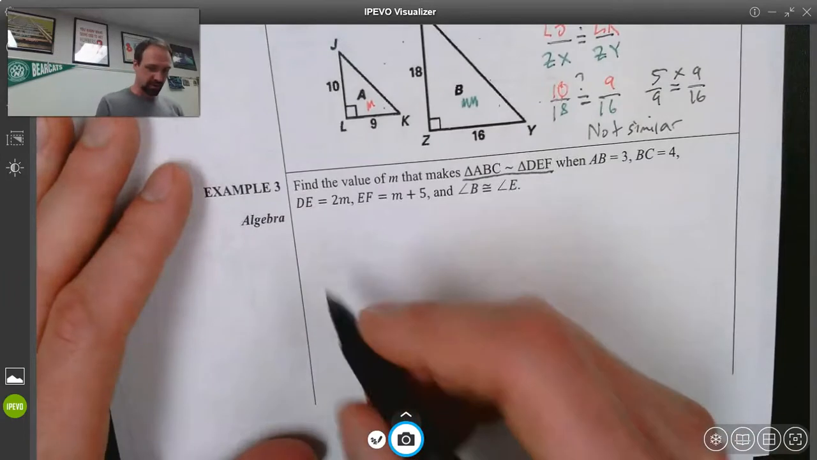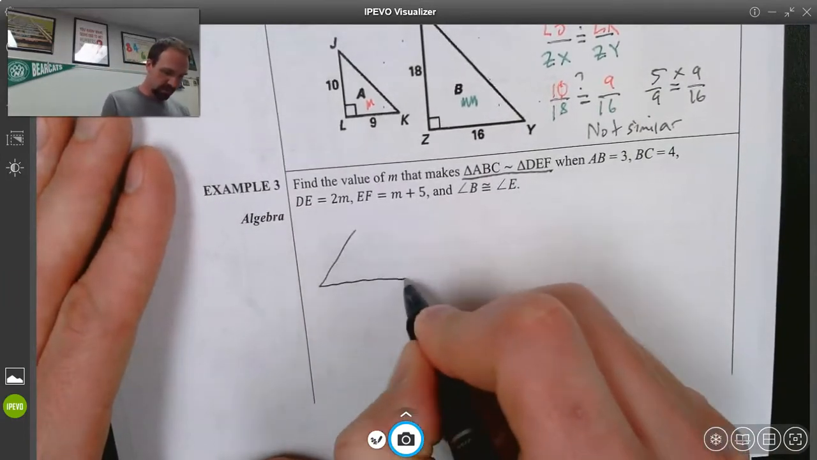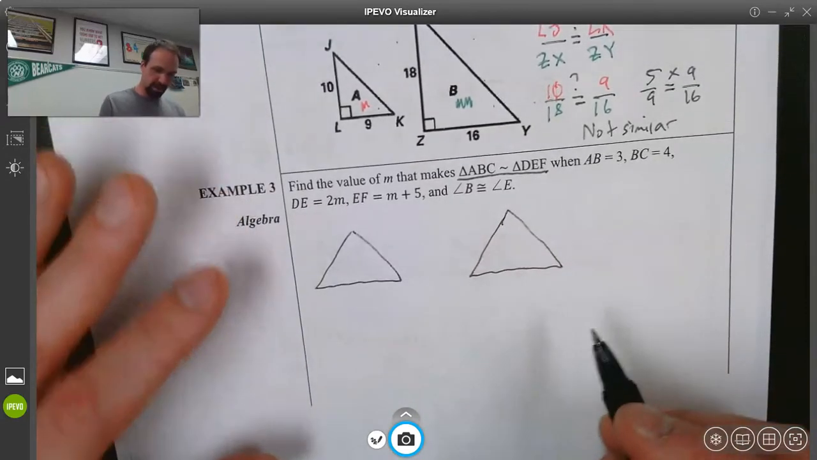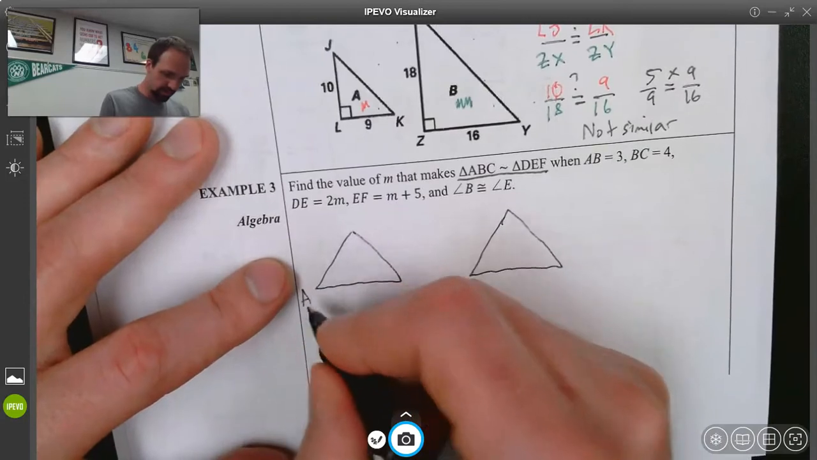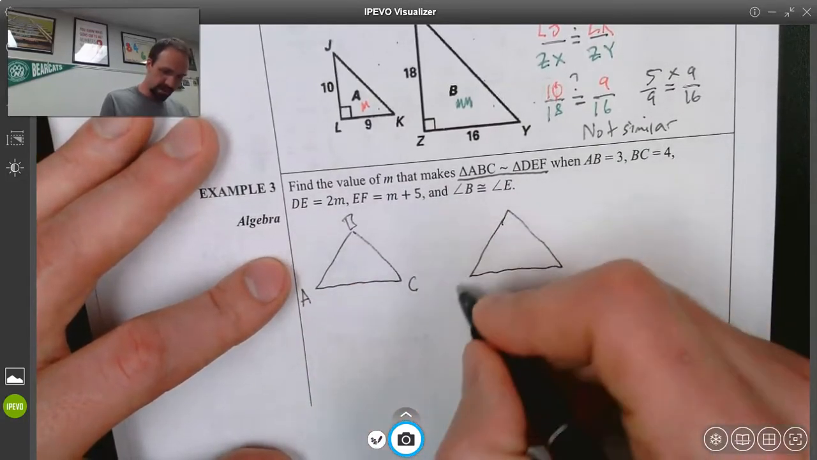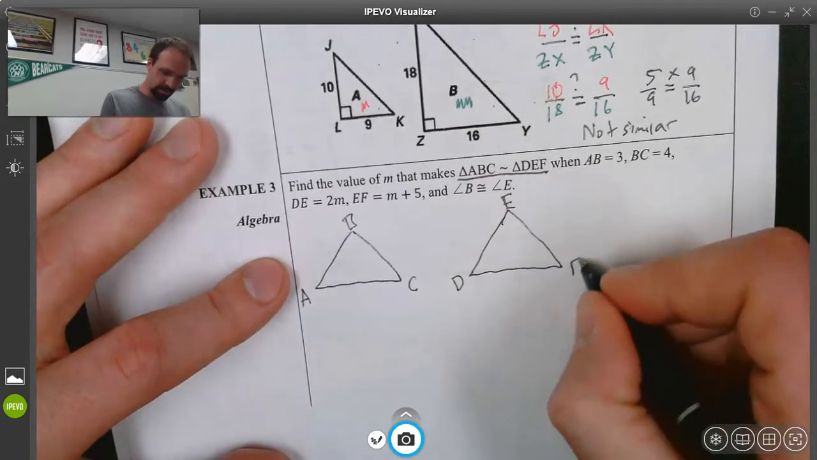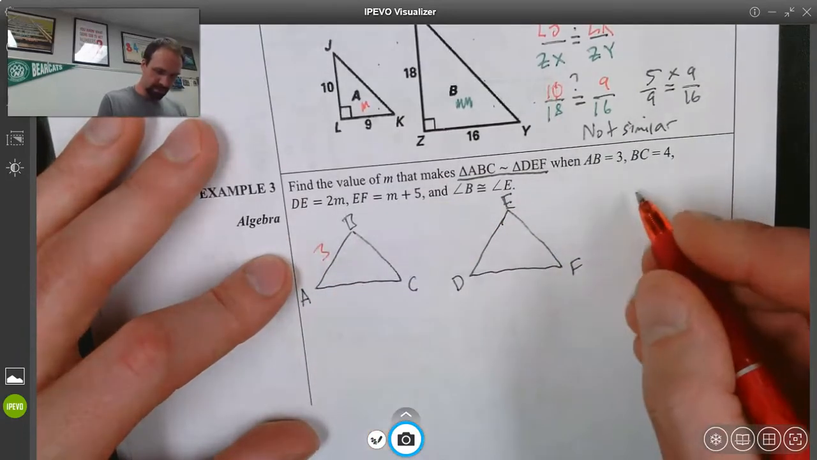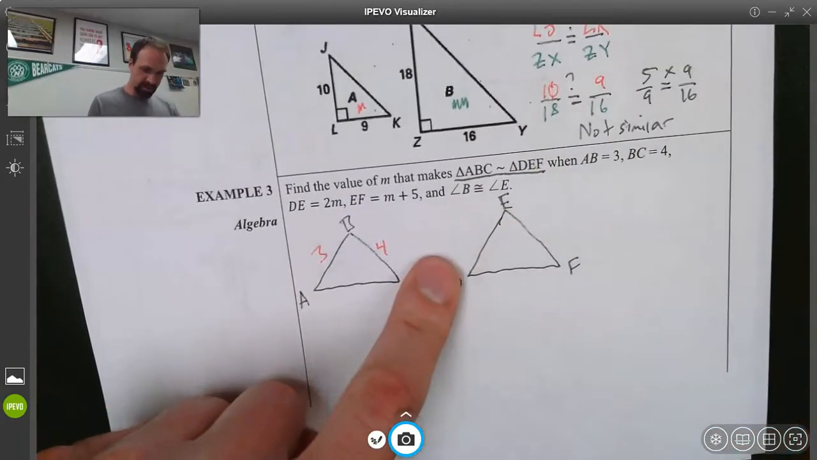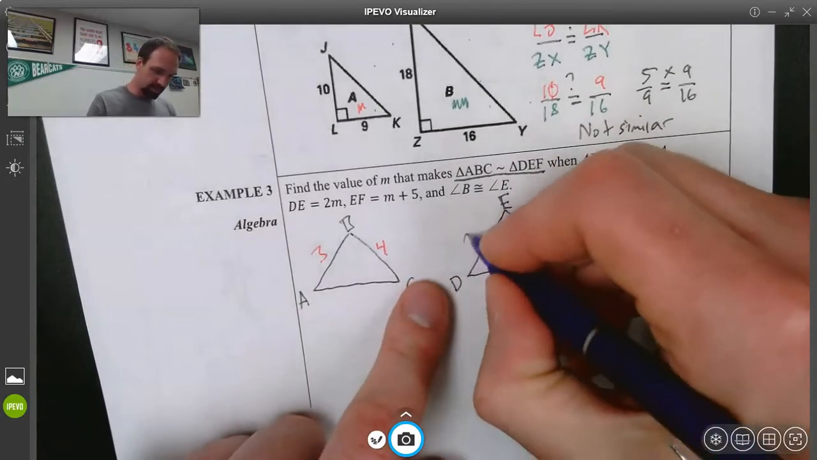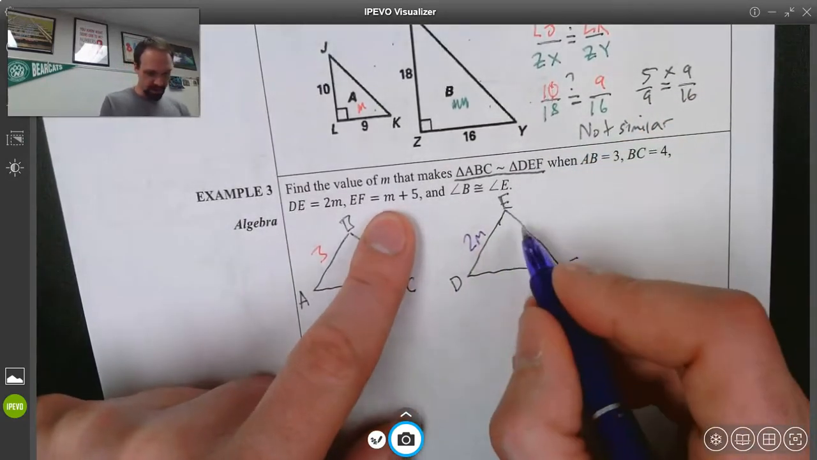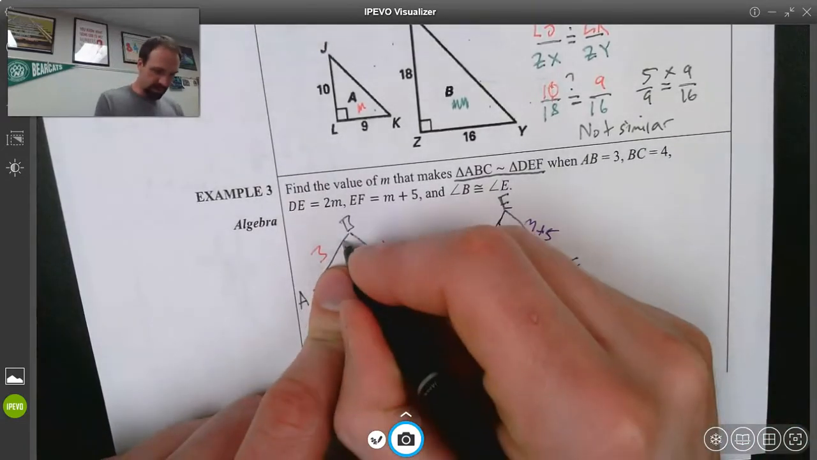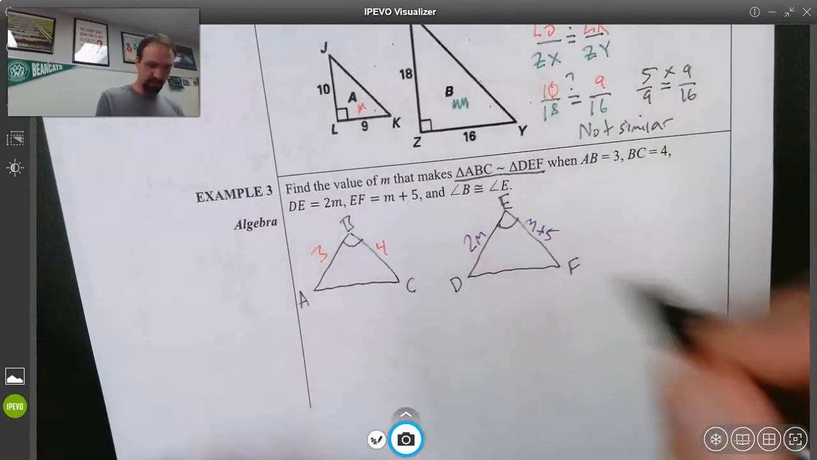So when I make my picture, I just need something like 2 triangles. Okay. And then let's go ahead and go A, B, C, and then D, E, F. So AB is 3, BC is 4, DE is 2m, and EF is m plus 5. And then I know that angle B is congruent to angle E. So I know that those two measurements are the same.